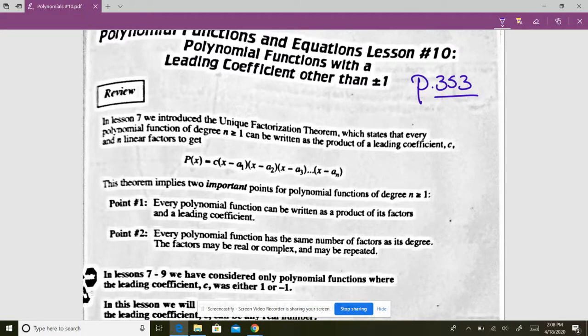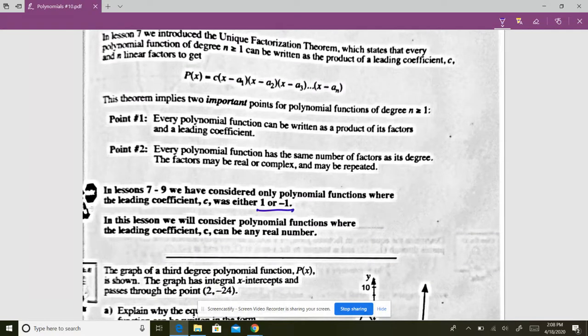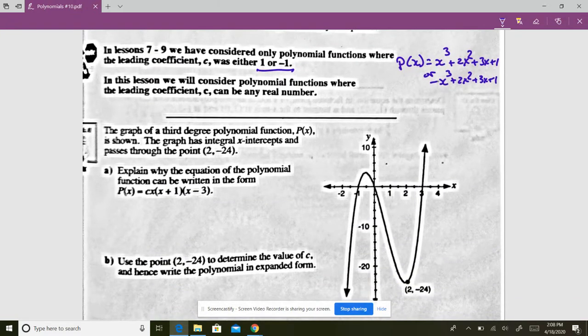All right, everybody. This is the last lesson of the unit, lesson number 10, page 353. Up until this point, all the polynomial functions we've been dealing with had a leading coefficient of +1 or -1. In other words, they looked something like this, or negative x cubed plus 2x squared plus 3x plus 1. Obviously, not all polynomials have a leading coefficient of +1 or -1, so now we're going to deal with ones that do not.